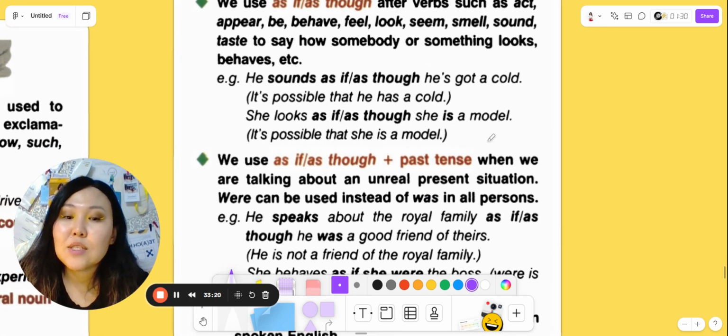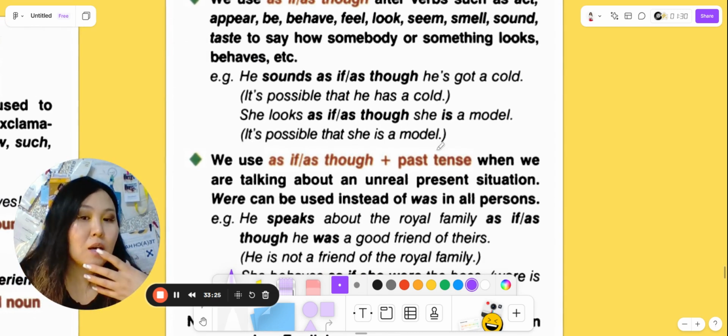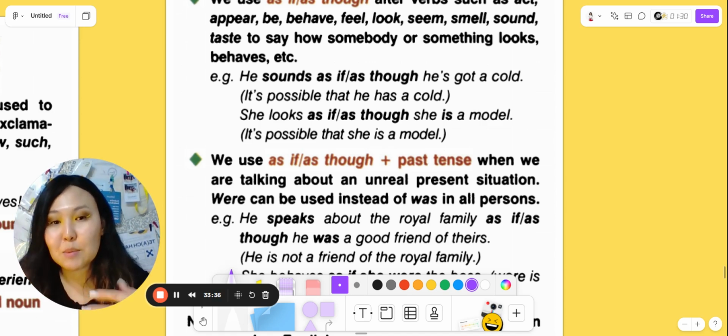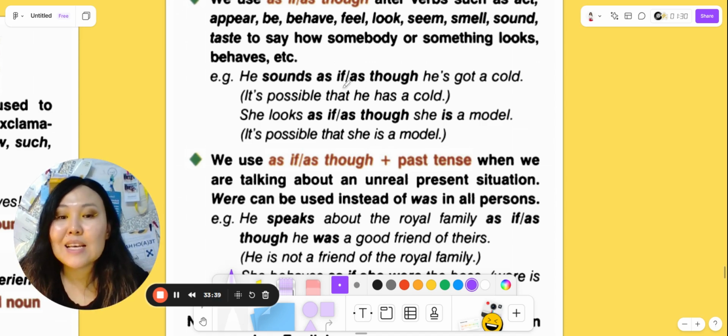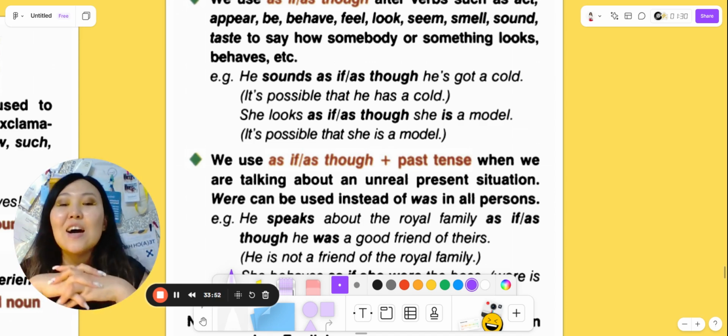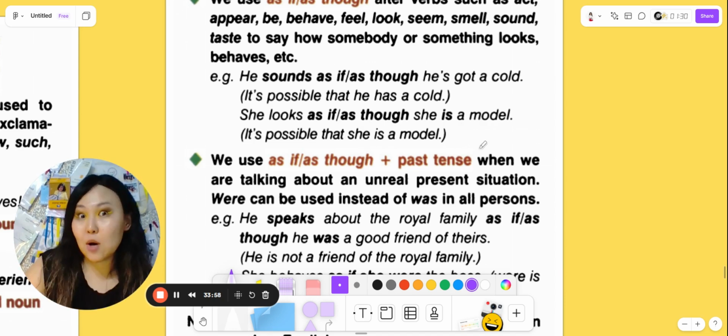Examples. He sounds as if he's got a cold. Yeah, it's possible that he has a cold and he's like, hello, or I don't know. But something unpleasant, really unpleasant, like getting a cold. I mean, being ill. Or he sounds as though he's got a cold. Next example. She looks as if she is a model. So I guess she's tall, she's very confident. She looks as though she's a model. Yeah, it's possible that she's a model.